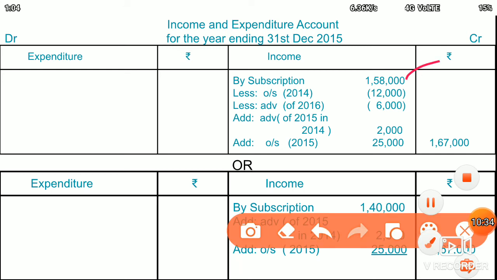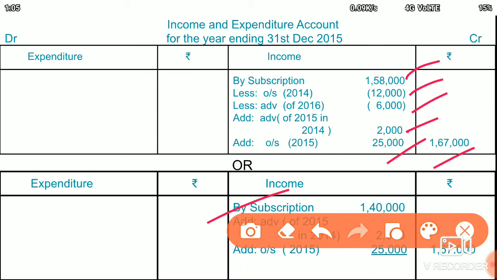So if we have to show the information, it will be shown in this way. We will take the total cash, remove 12,000 and 6,000 rupees which belong to the other years. Then we add the advance which was received in the previous year for the current year, and the actual subscription which is outstanding at the end is 25,000. After the adjustment, we get the actual subscription of the year 2015 as 1,67,000. So in the short way, we'll take the actual cash of the current year, add the advance received in the previous year for the current year, then add the actual outstanding, which is 25,000. So our total subscription becomes 1,67,000.